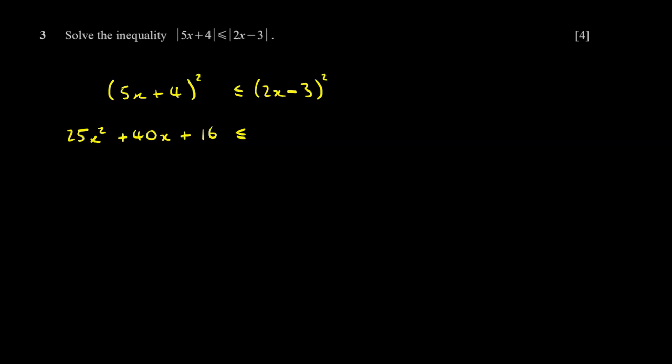On the right-hand side, 2x times 2x is 4x squared. 2x times negative 3 is minus 6x. We've got to double it, so it's minus 12x. And minus 3 times minus 3 is positive 9.